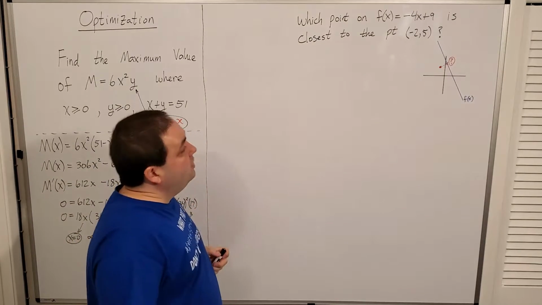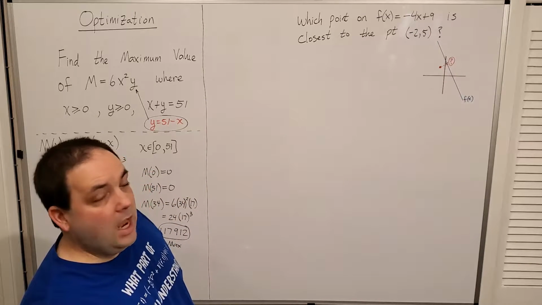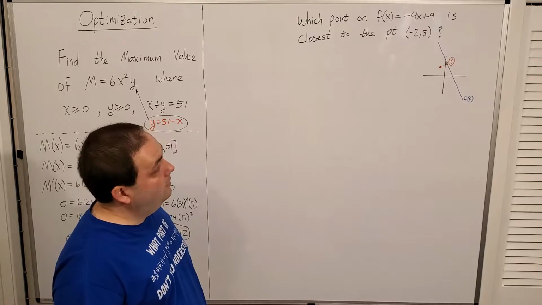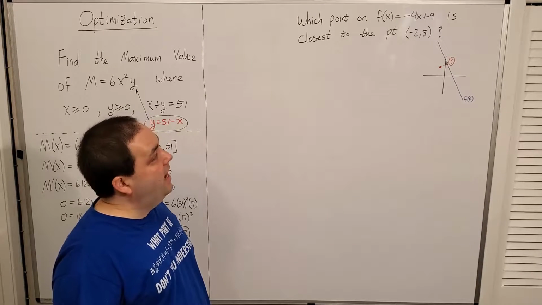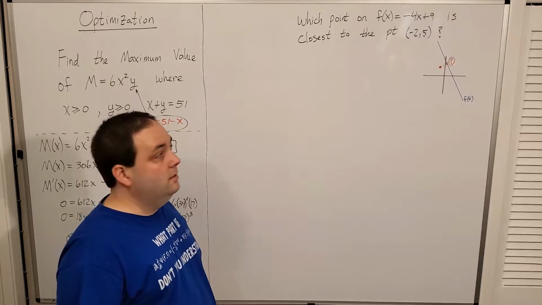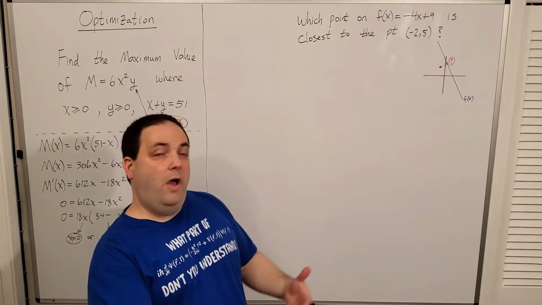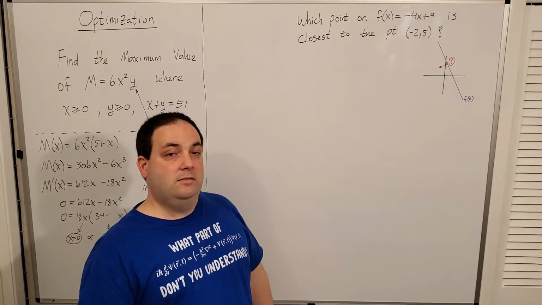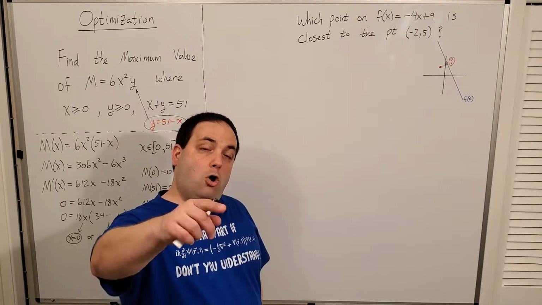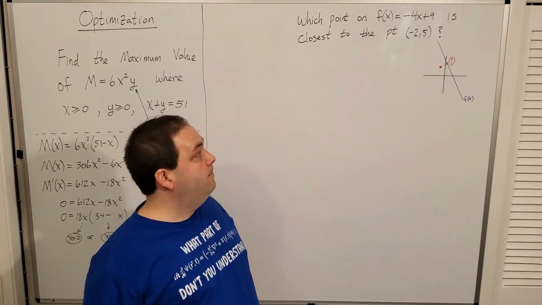Which point on this function is closest to the point negative 2, 5? So what is the optimization function and what is the constraint equation? I know it's tempting to say f of x. It's a function, so that must be what I'm optimizing. No, it's not. The fact that the point that you're finding is on f of x means that f of x is the constraint equation. You are restricted to just these points on this line, right?